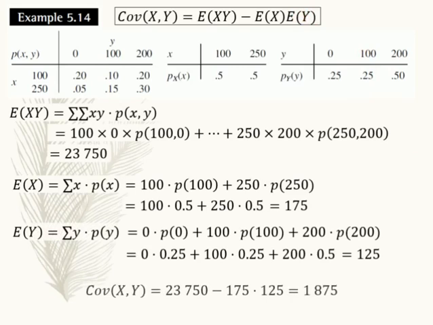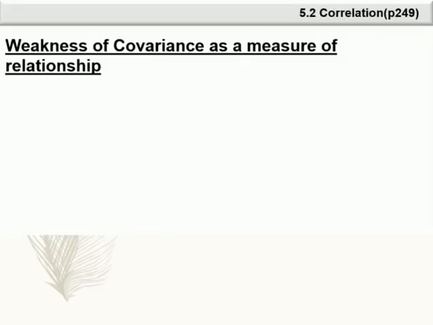Now to get the covariance, you just take the expected value of xy, which you got there, and then subtract the product of these means, 175 and 125, and this is the final answer that you get. You'll notice that this is the exact same answer that we got when we used the long formula, which is what you expected. So now we're probably thinking, great, we can measure the relationship, or rather the extent of the dependence between two variables.